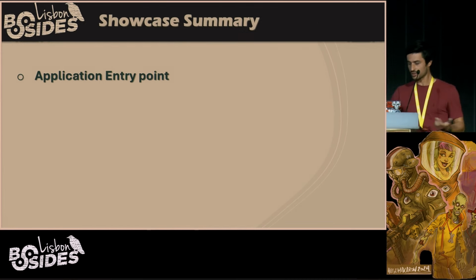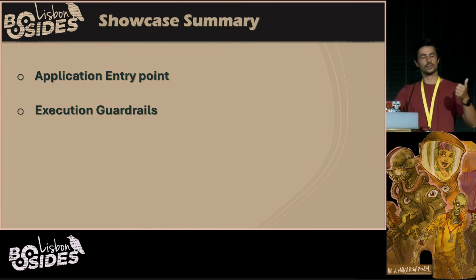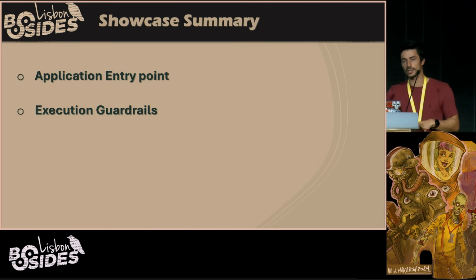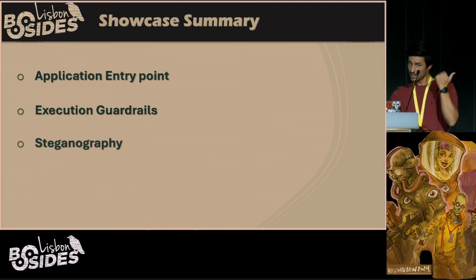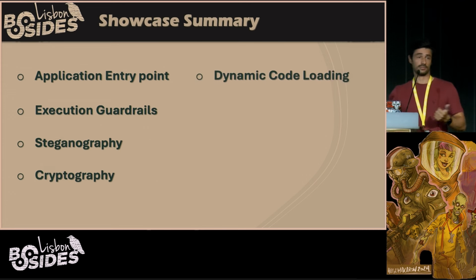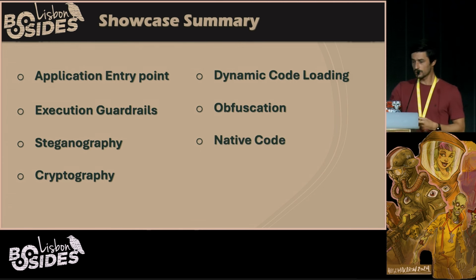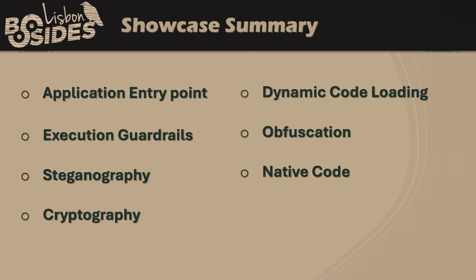Application entry point where everything starts. Then the execution guardrails, Are We Published, DCLs, 2 payloads and 3 stages. Steganography, cryptography, dynamic code loading, obfuscation, native code, all in the same app, and this is all we can get in one app, which is normally spread among apps. So Dimitrios is going to do the wrap-up now. Yeah, actually even the newest apps that I have been reviewing recently use about the same flow, so it seems to be very successful, so just pay attention.